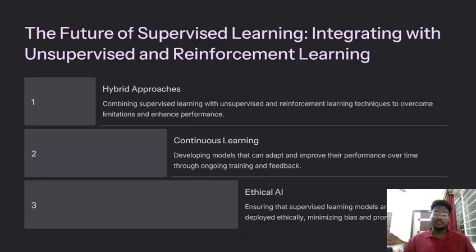The future of supervised learning: integrating with unsupervised and reinforcement learning. Hybrid approaches: combining supervised learning with unsupervised and reinforcement learning techniques to overcome limitations and enhance performance. Continuous learning: developing models that can adapt and improve their performance over time through ongoing training and feedback. Ethical AI: ensuring that supervised learning models are deployed ethically, minimizing bias and any kind of problems that occur in the process.